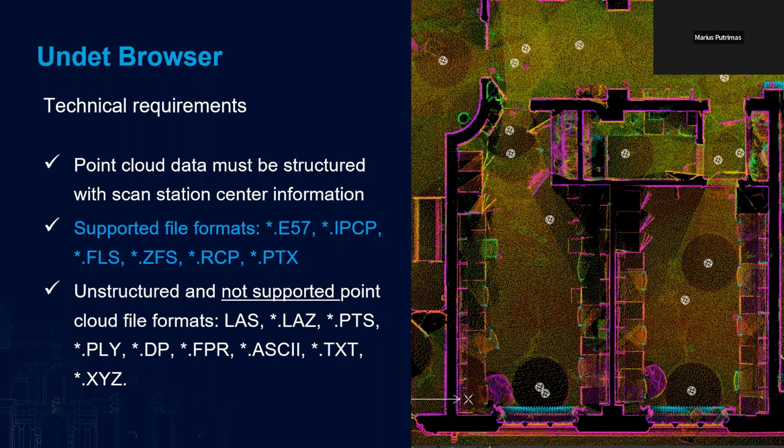Supported file formats which support structured data sets are E57, FLS if you're using a Faro scanner, and you can convert a Recap RCP file into an Undet project, and other file formats. But for example, we received some questions asking if it's possible to use point clouds captured with drones together with Undet Browser. The answer is no, because the point cloud from drones is unstructured and there is no scan station center, because it is a whole set of a point cloud. Using such point clouds, it is not possible to view this data as a 360 panoramic image.